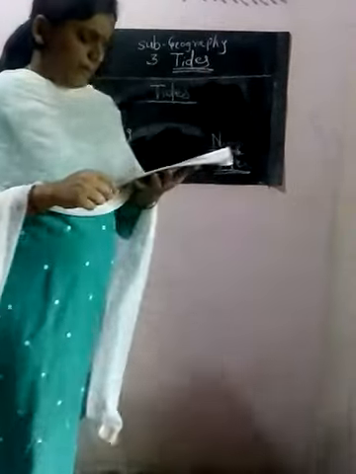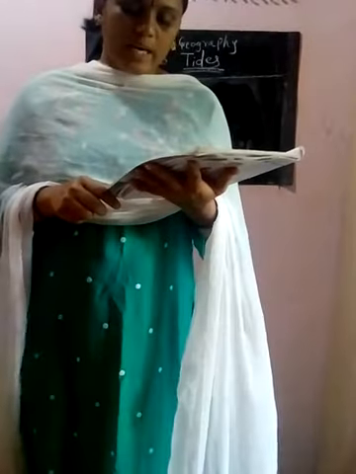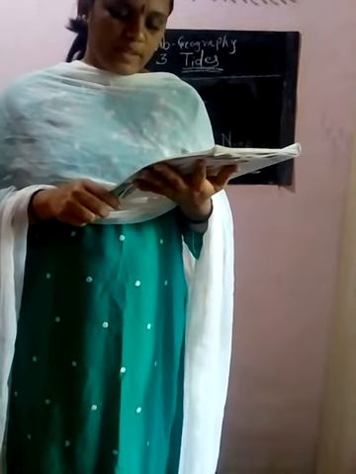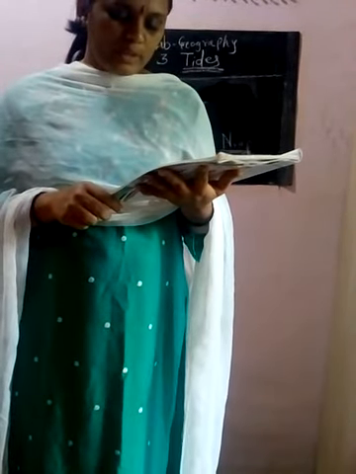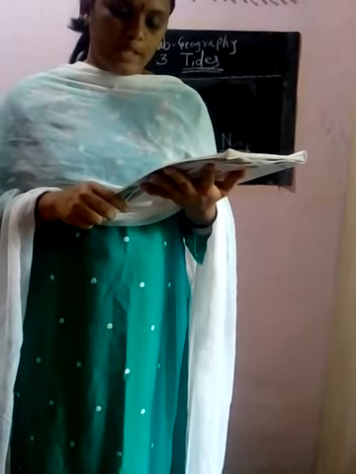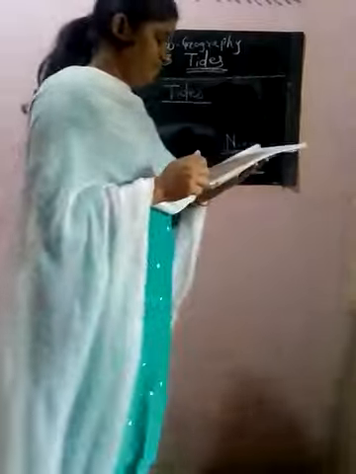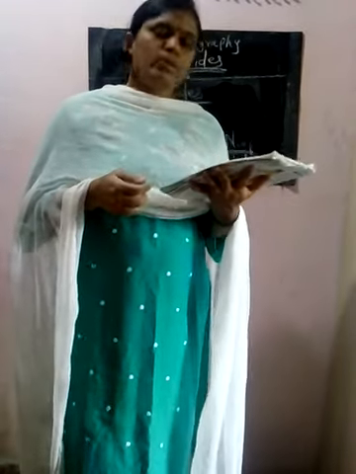Second type of tide is the neap tide. How does this neap tide occur? While revolving around the earth, the moon makes a right angle with respect to the earth and the sun twice a month. That means the moon revolves around the earth.